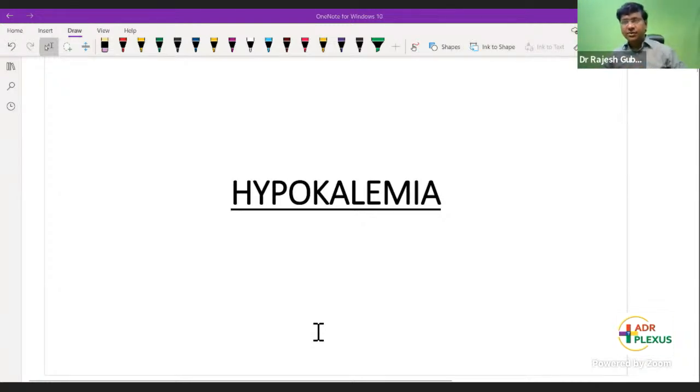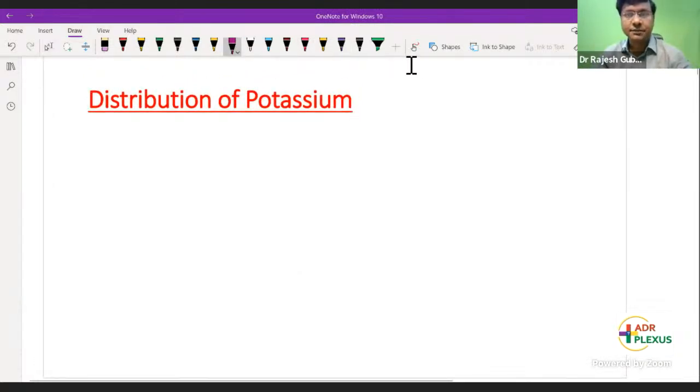And I was discussing one important point, that potassium is mainly an intracellular ion. Let me tell you what percentage of potassium is intracellular and what percentage is extracellular. So let me tell you the distribution of the potassium.